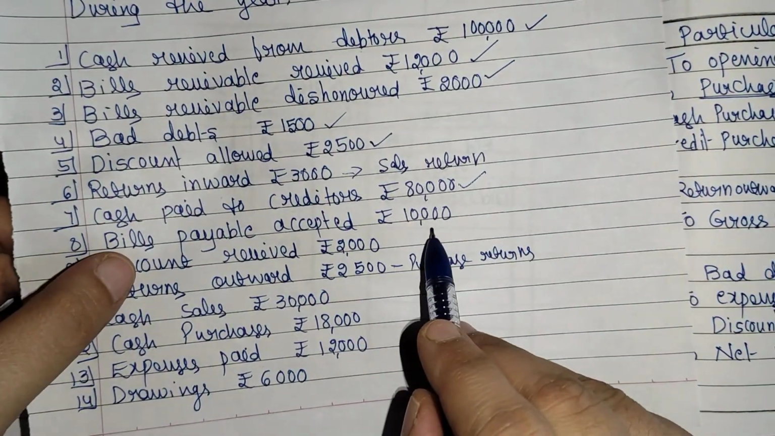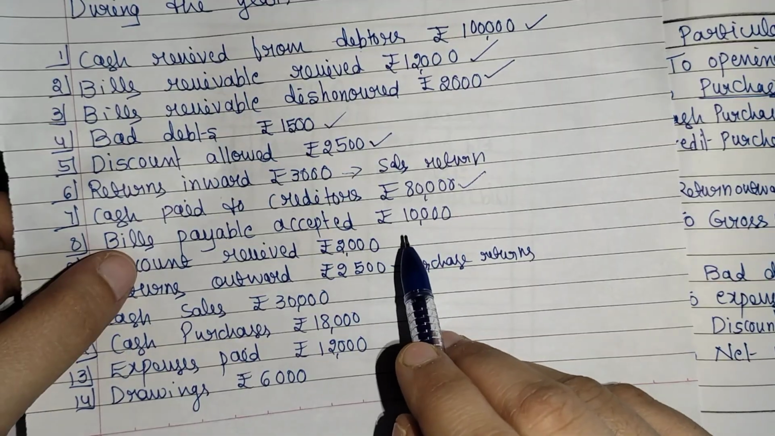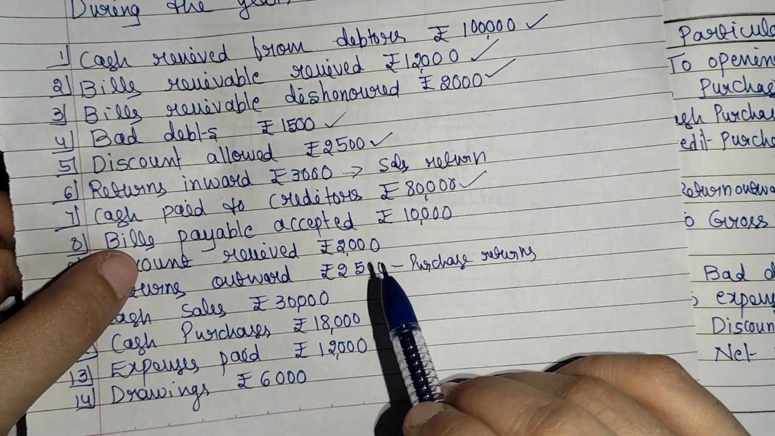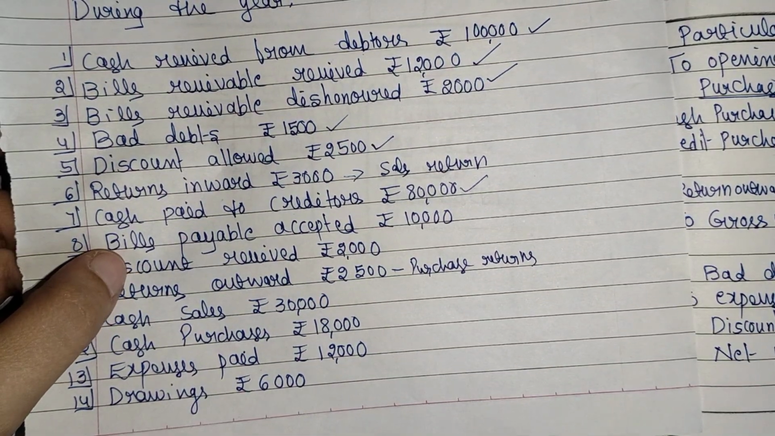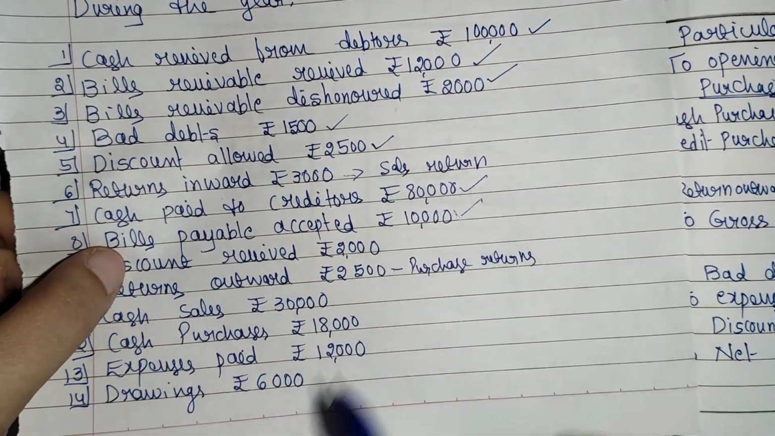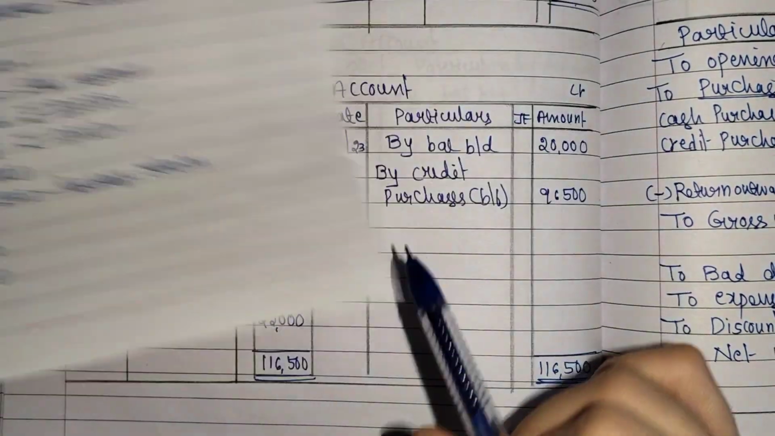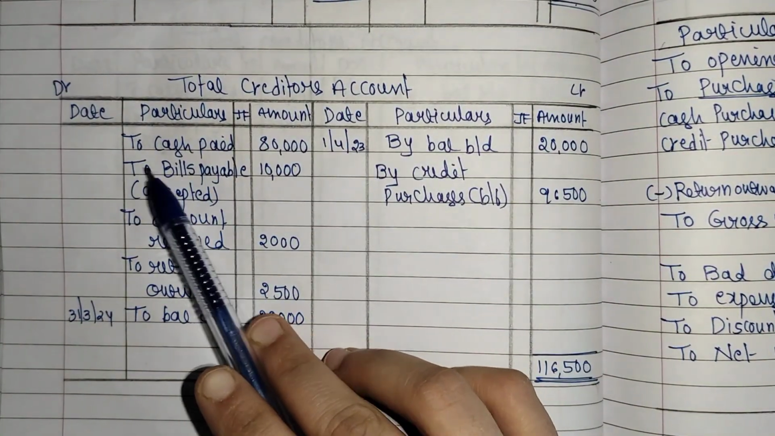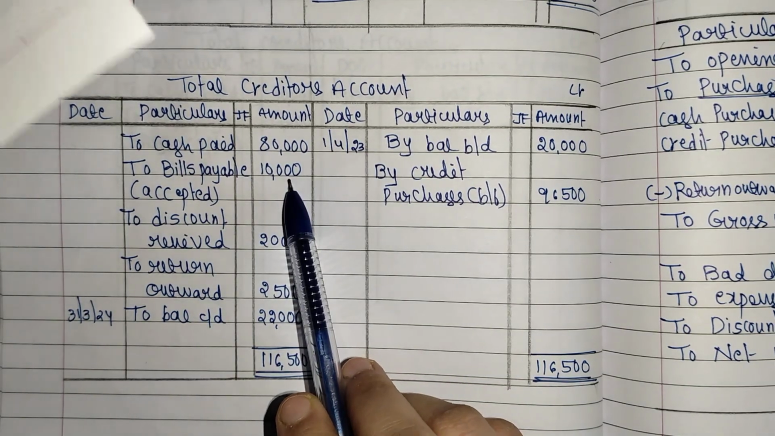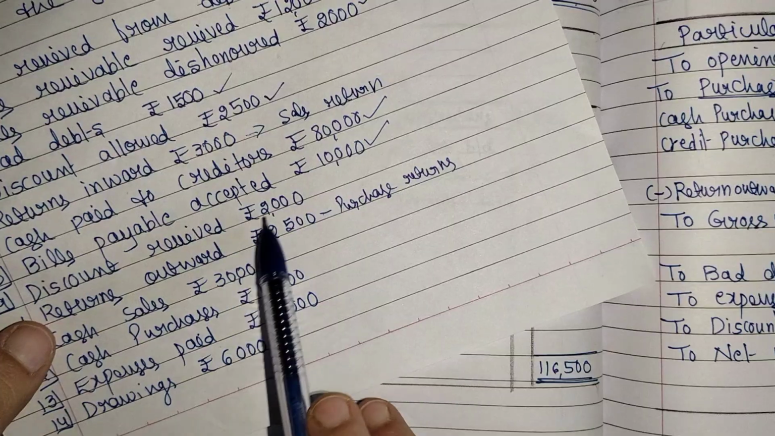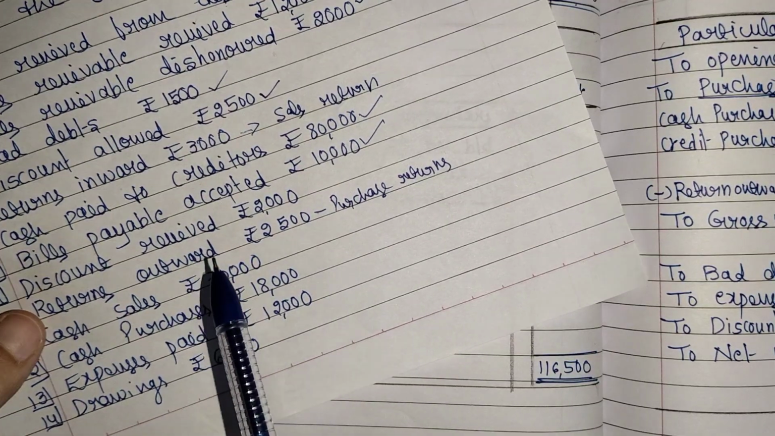Next one, bills payable accepted. Means when we accept the bill in favor of the creditor. Means we promise to pay the amount, that is how much? Rupees 10,000. Means liability reduces. Go to the debit side and write down to bills payable, bills accepted, that is rupees 10,000. Clear?